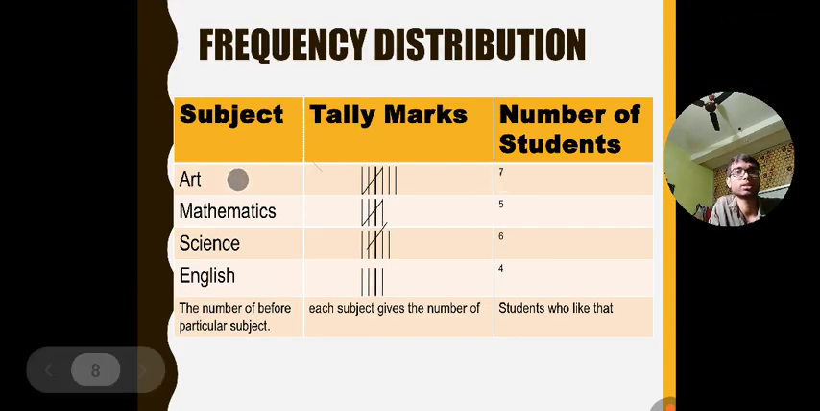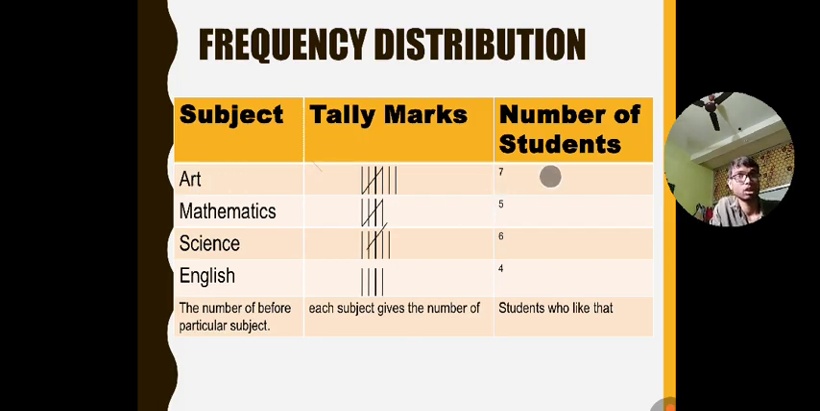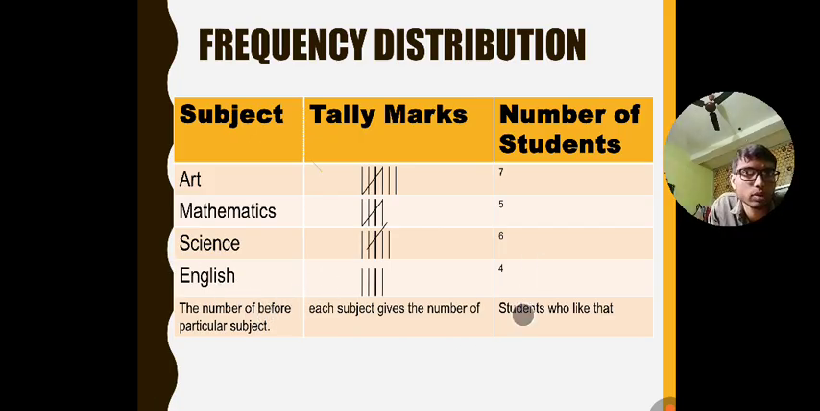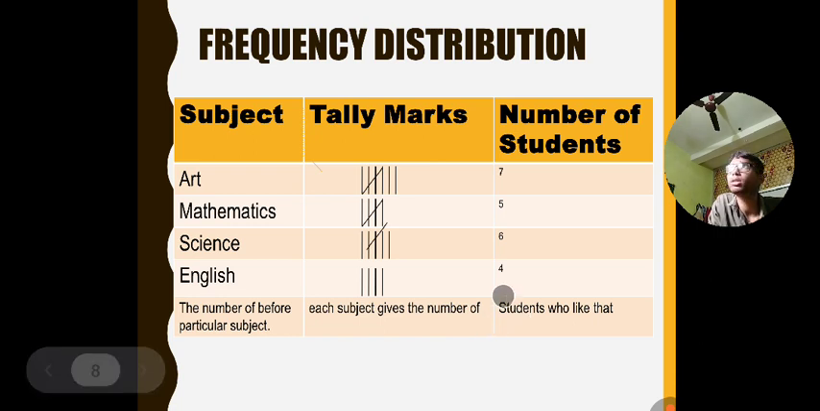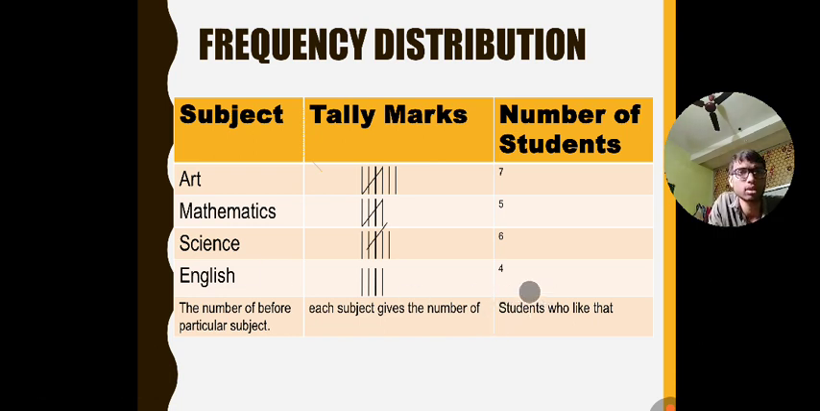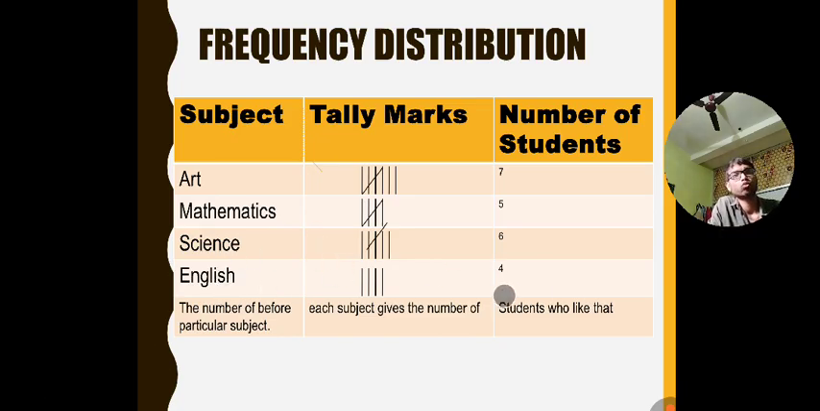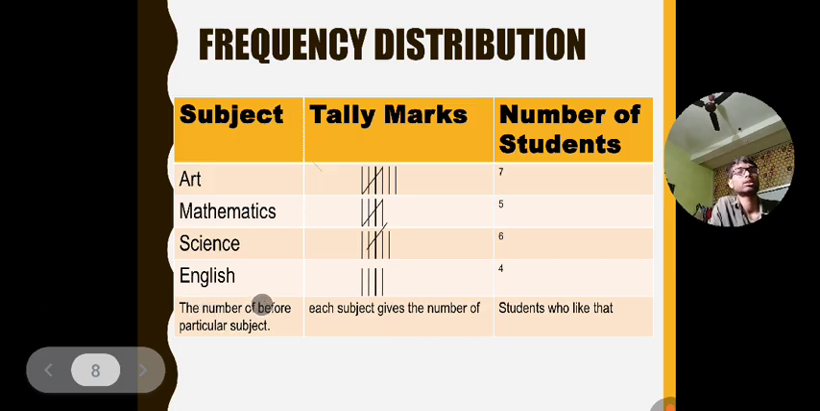Here we are saying art is coming 7 times, so 7 students liked art. How many students? 7 students. And which subject was liked less? Of course English is less. 4 students selected English, which is a smaller number as compared to this.